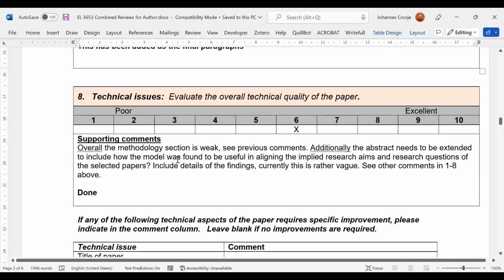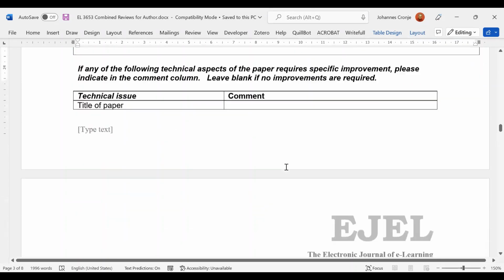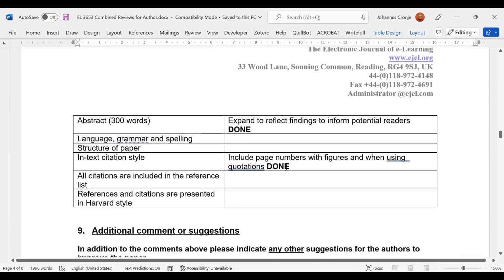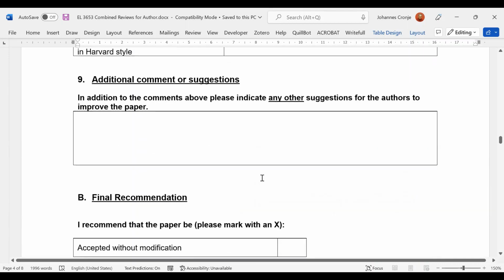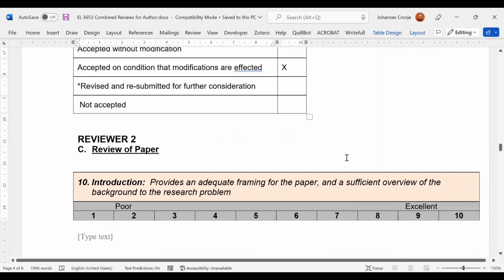And I look at the technical methodology section is weak since previous comments. Abstract needs to be attended to show how it was useful, and so on. And then other specific technical issues, grammar, spelling, citation style, and so on. And they make no further recommendations, and they say accepted with modifications. Then we get to reviewer 2.